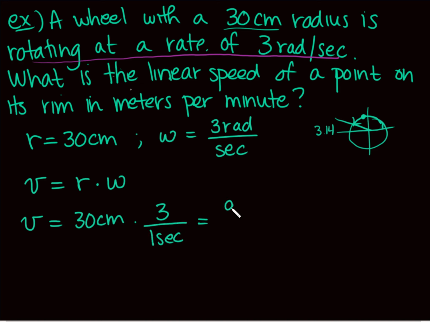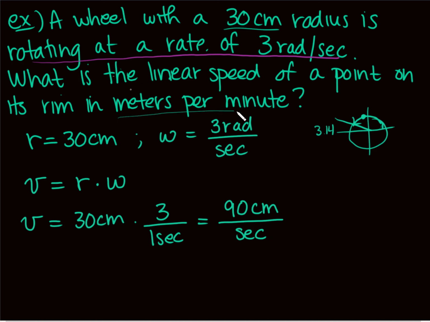So look at what I know. I know that my linear speed is, we are rotating 3 radians per second. 30 centimeters is my radius. So my total linear speed is 90 centimeters per second.